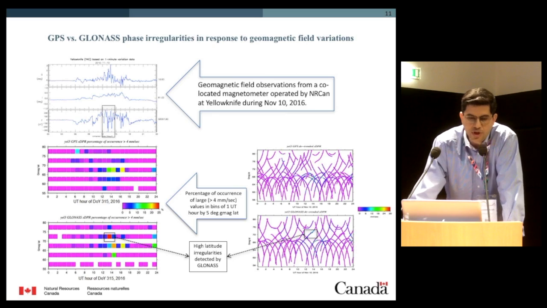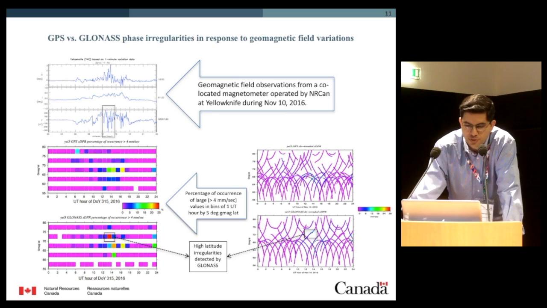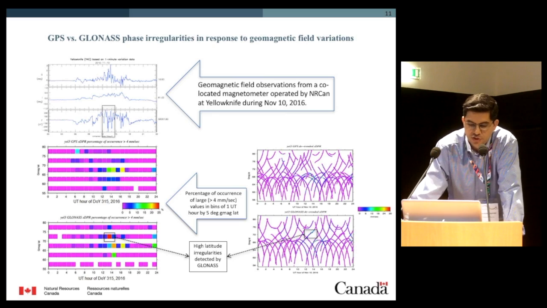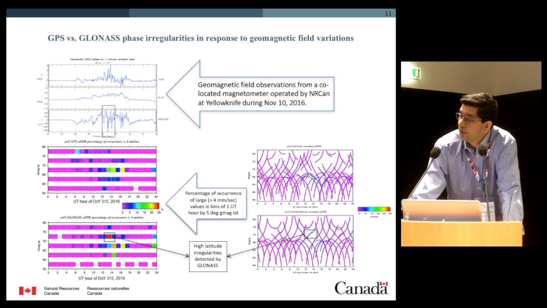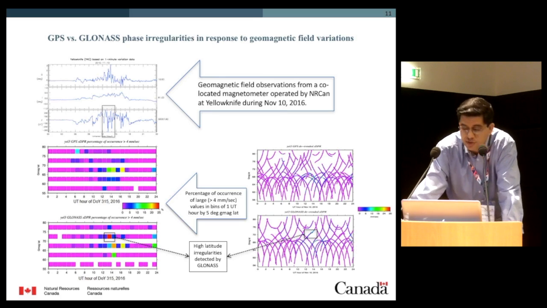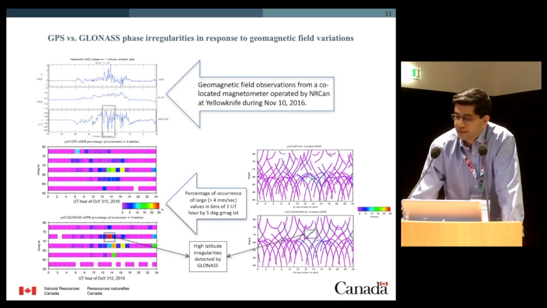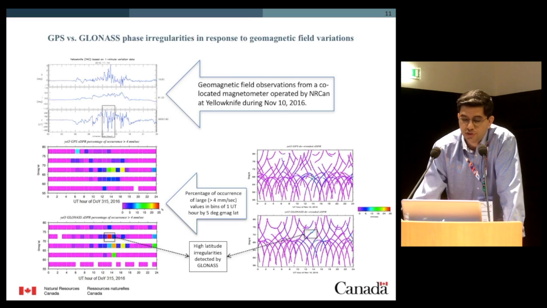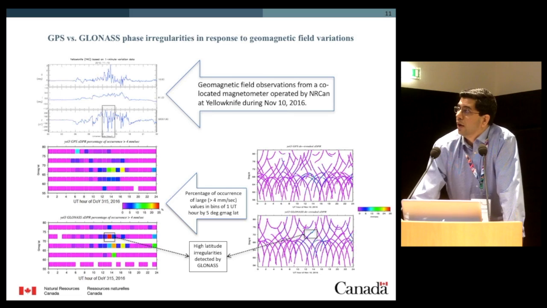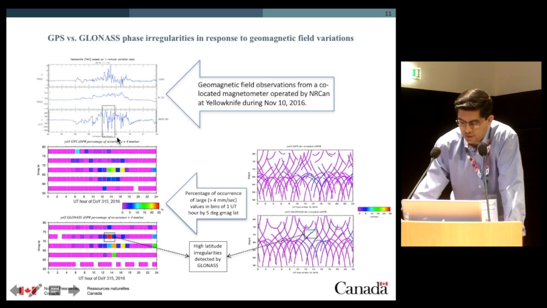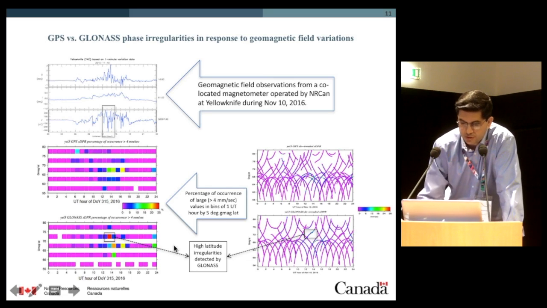And we can see because of the geometry, there were pierce point irregularities detected by the GLONASS because of the geometry at this period, which was able to detect an irregularity at the latitude band of 70 to 75 geomagnetic latitude, at the same period that we see geomagnetic irregularities, and was able to see with the GLONASS pierce point geometry.